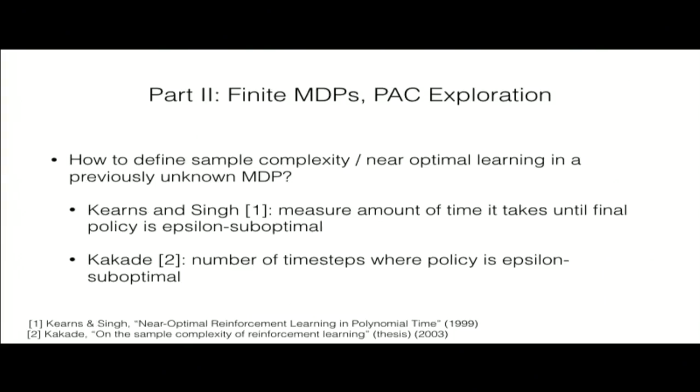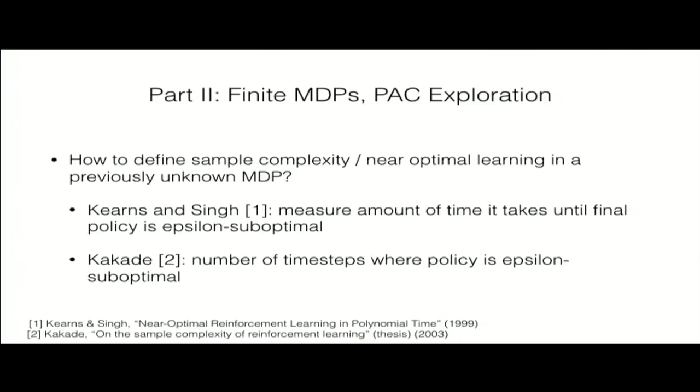Let me just say on this slide, we have a couple of different definitions of what it means to solve a previously unknown MDP. So you could say it takes a certain amount of time until your policy is epsilon suboptimal. One downside of that formulation is it makes a distinction between training and evaluation. The way to check this in practice would be you periodically evaluate the policy you've learned and see if it's near optimal.